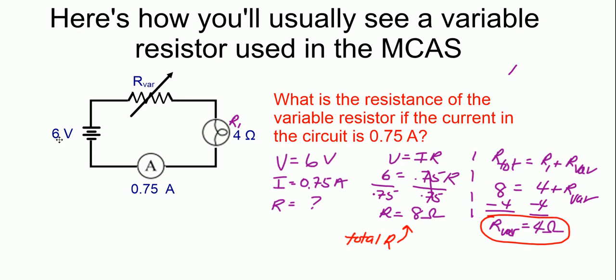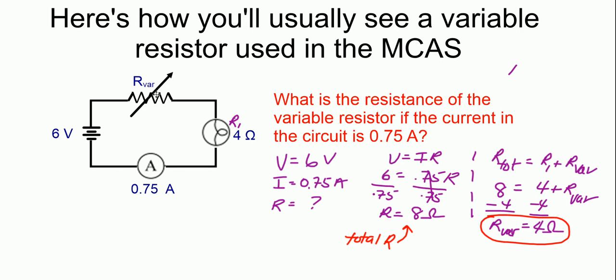Let's see, V is 6 volts. Current is 0.75. What am I looking for? Resistance. I can use that because I have those three. I'll use this. See, 6 goes there, 0.75 goes there, and R stays. I'll divide it by 0.75 and I get 8 ohms. Now don't forget, this is a little tricky. This is the total resistance in the circuit. How am I going to find that guy?